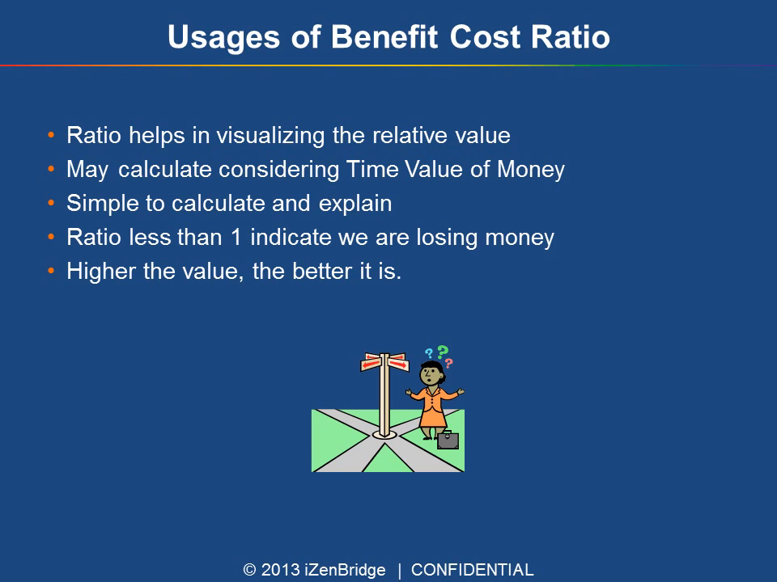It's easy to calculate and easy to explain. So if you use the simple benefit cost ratio for stakeholder communication, it's easy to understand. A ratio which is less than 1 indicates that we are losing money, same as a negative NPV. So the higher the value, the better it is.